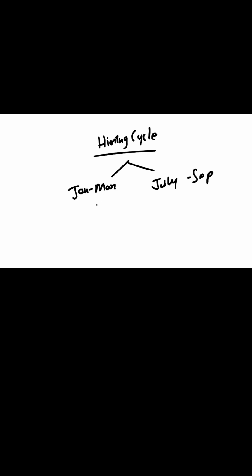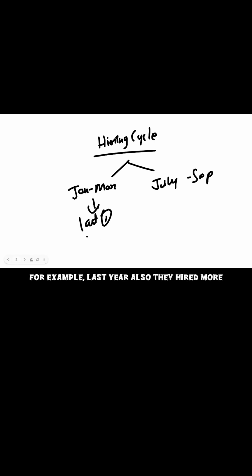For example, how you can retrieve the data is to see last year, how the job posting was. How was the trend for this cycle, the first cycle? For example, last year also they hired more AI ML in this cycle. That means definitely for the coming years, this will tend to get repeated. And the same goes for cycle two also.